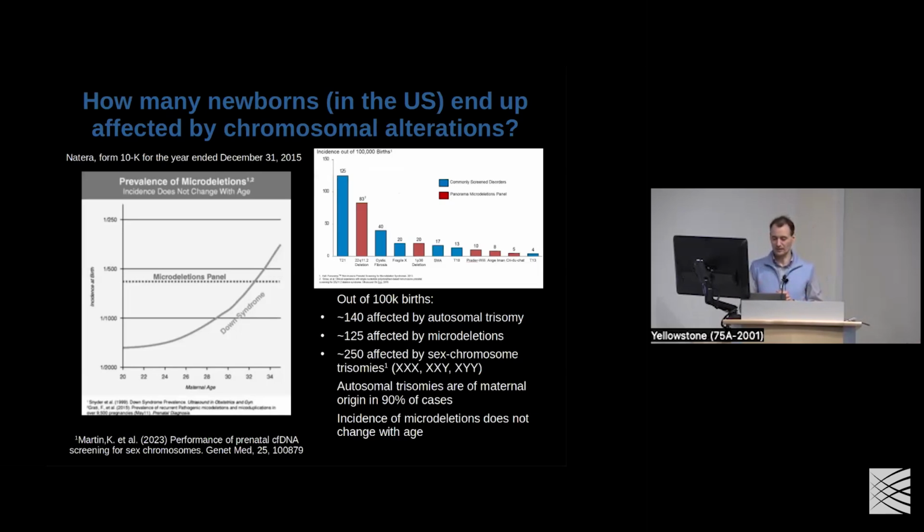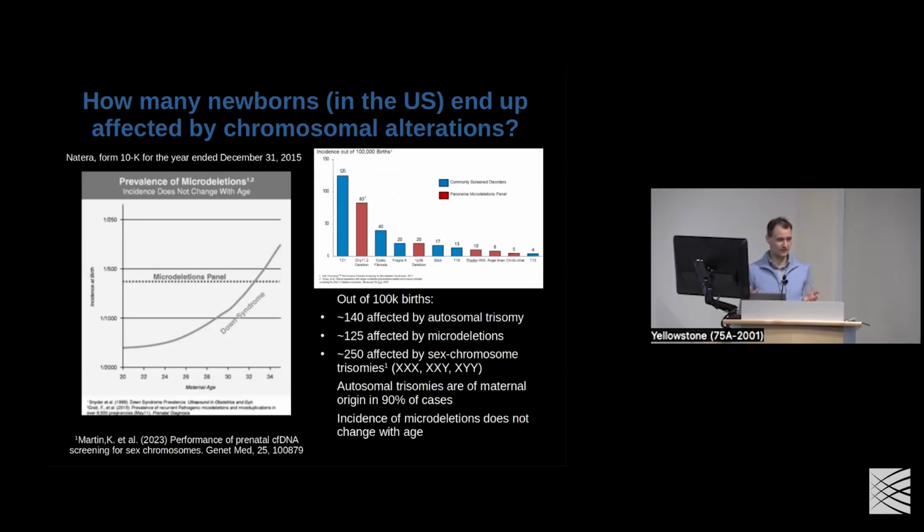One way to think about it is in terms of: out of 100,000 newborns, how many will be affected? And if you think in these terms, maybe something like 140 will be affected by trisomy 21, 13, or 18. Mostly it's trisomy 21 that is the most prevalent.